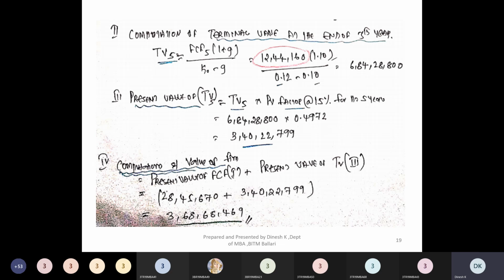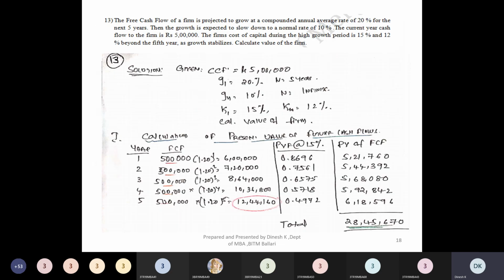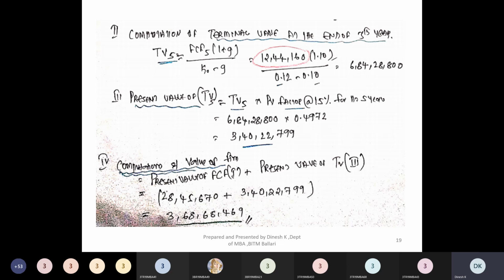So the future cash flow for the end of the 5th year. If you look at years 1, 2, 3, 4, 5, for the 5th year, what is the future cash flow? We got 12,44,160. We are not supposed to take the present value of the future cash flows here; we have to take the future cash flows. So 12,44,160 multiplied by 1 plus the growth rate.